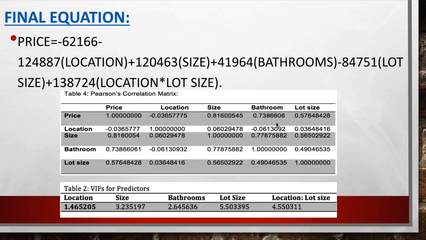Overall, the equation for the selected model will be price equal to a combination of location, the house size, number of bathrooms, lot size, and the interaction term between location and lot size. And here's the Pearson correlation matrix and the VIFs for the predictors for this final fitted model.